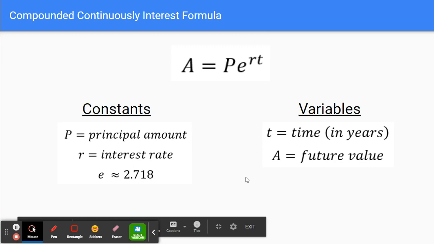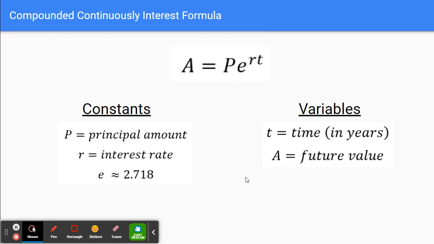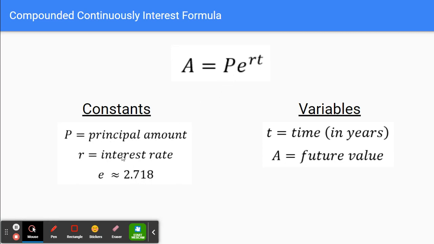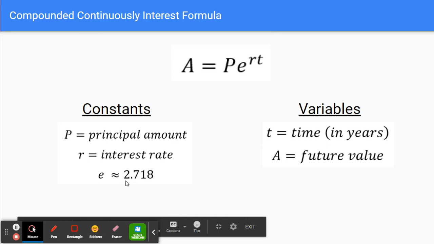Some of the constants are the same, and there's one new one in here. So the first constant is the same, the initial amount, that principal amount. And the interest rate is also the same. But notice how the interest rate is in the exponent instead of in the parentheses like before. We also have this other letter here, e. Now e won't change depending on your problem. e will always be about 2.718.